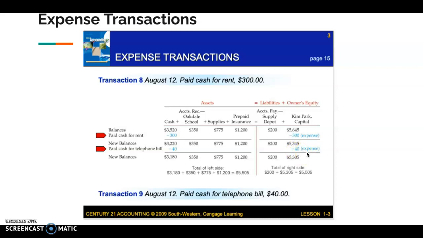So we're doing these transactions just like we did 1-2. After you have a balance, you subtract out, then you bring down the new balance. If these accounts have not been affected, you just keep bringing down the balances. And again, after these two, there's two accounts that are affected. Notice we decreased this side and this side, so our accounting equation should equal.